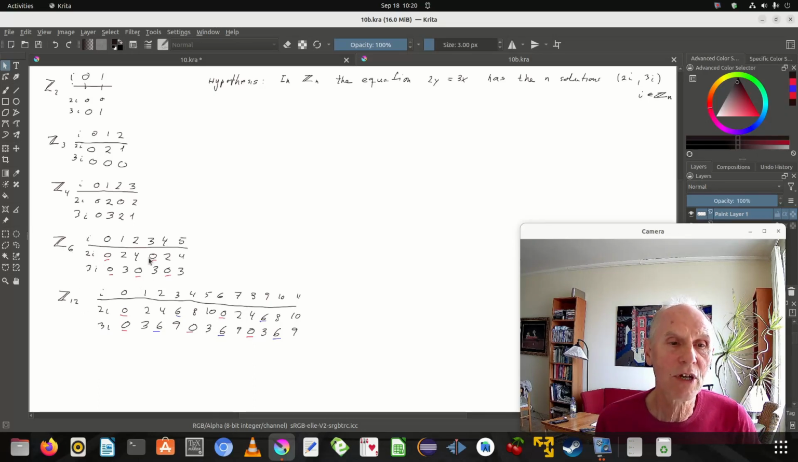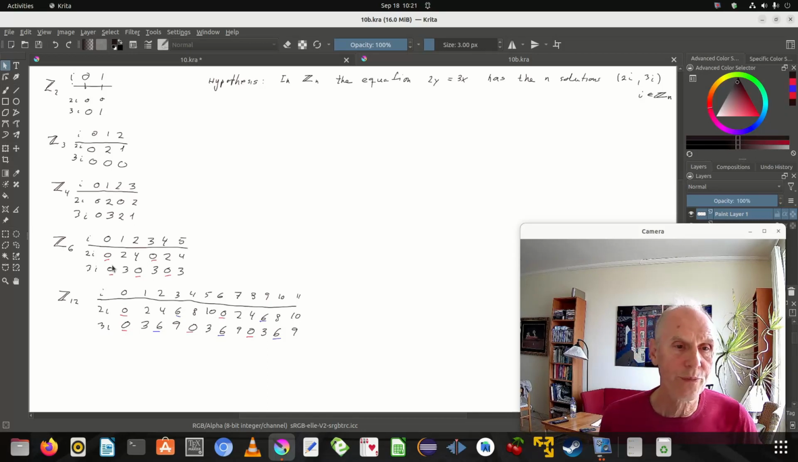And here we have the same phenomenon, or another phenomenon, by the way. Naught we get twice, and that's the only one that occurs in both rows. In Z12, it's 0 and 6 that occur in both rows. 0 occurs twice, like it does here, and 6 occurs twice, and here 0 occurs 3 times, as well as 0 and 6 do here.